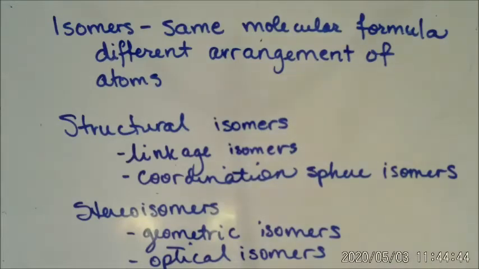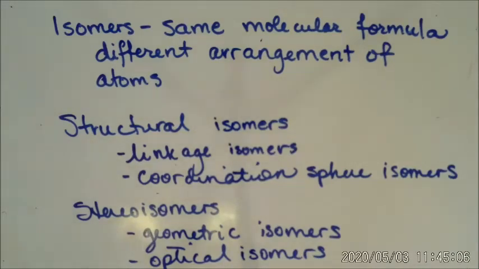Okay, let's continue with our discussion on transition metal complexes. Now that we know how to name them, let's talk a little bit about their structure. The main thing we want to focus on is isomers. Isomers have the same molecular formula, but different arrangements of atoms.